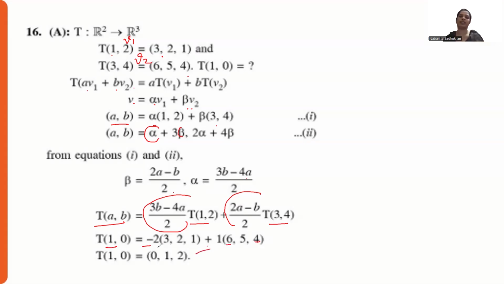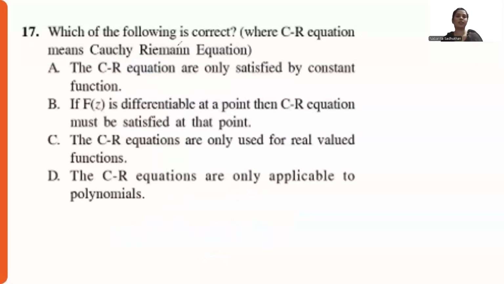So from there we can say that T of (1, 0) is (0, 1, 2). It's a pretty easy problem, right? Okay, now let's move to the next one. Which of the following is correct?